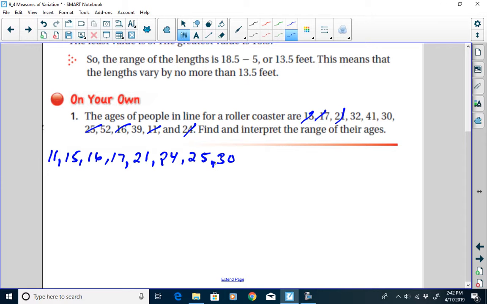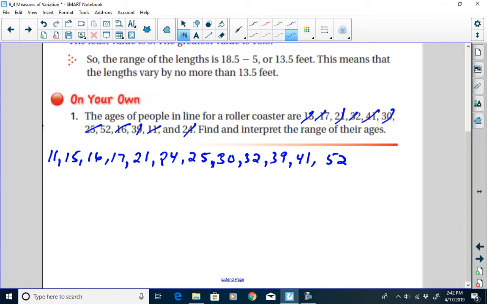What else? 32. Cross that out. Let's see, anything else in the 30s? We have a 39. And then we have a 41. And we have the 52.